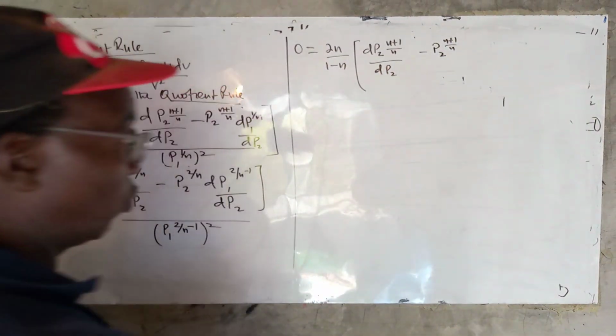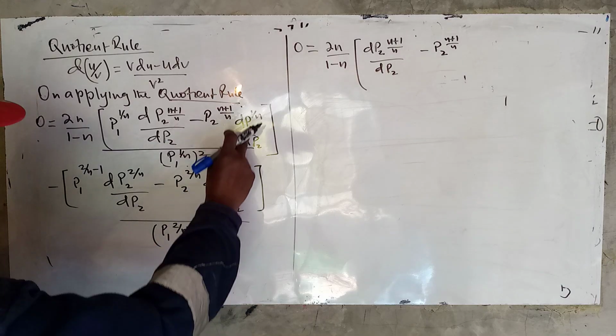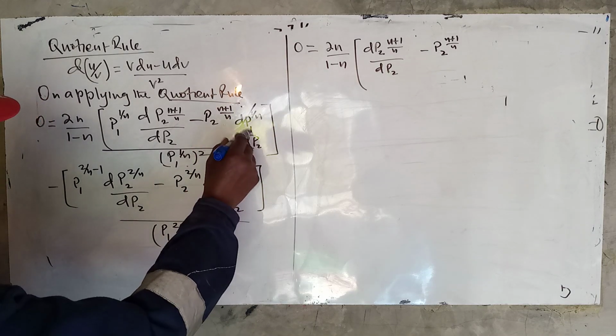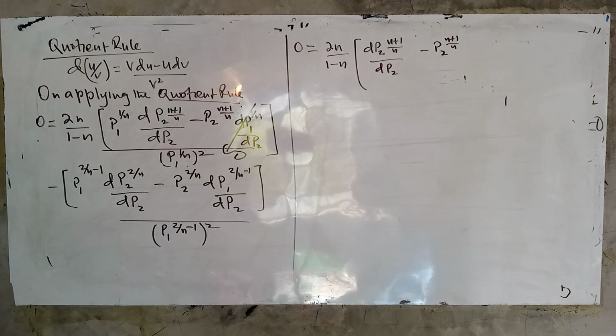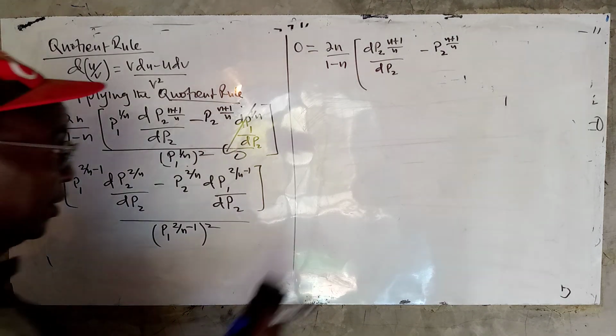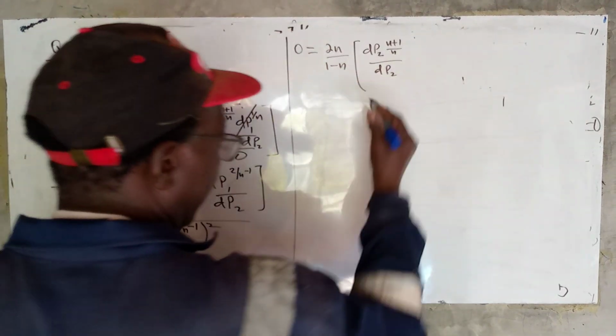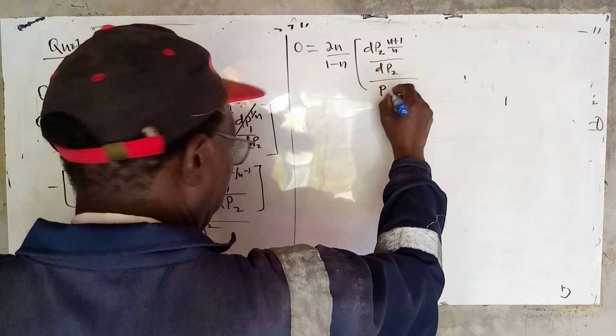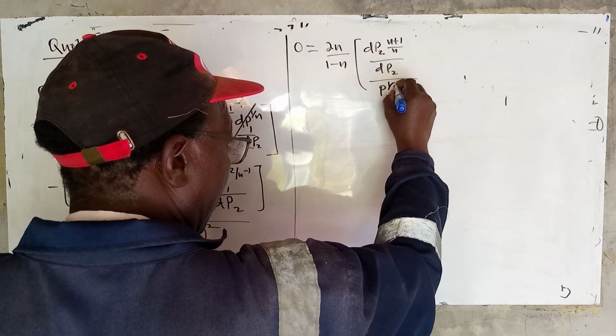We don't need this term. Why don't we need that particular term? Notice we have dp1, so that term is 0. We don't have p2 there, so that term is 0. So our life is easy. So let's forget that. So this is simply over p1, 1 over n.